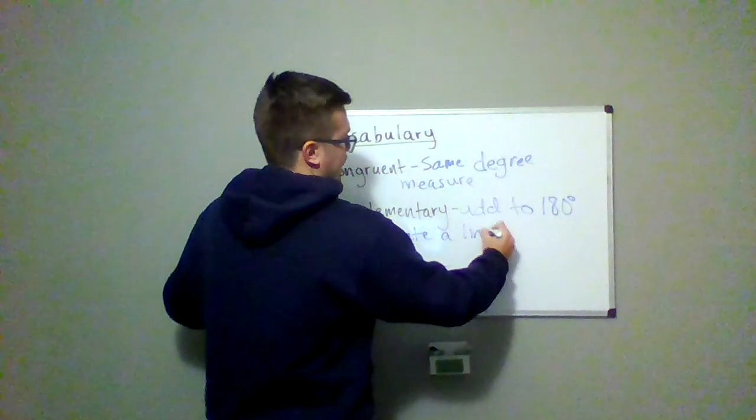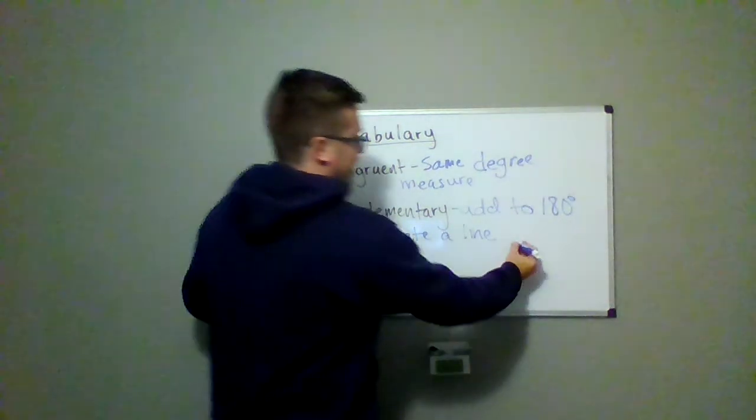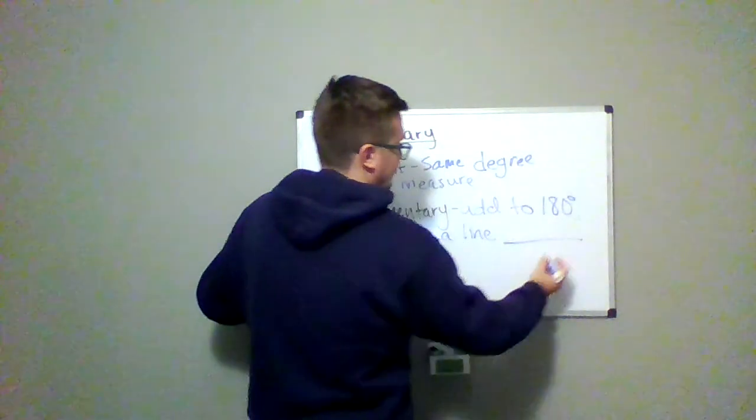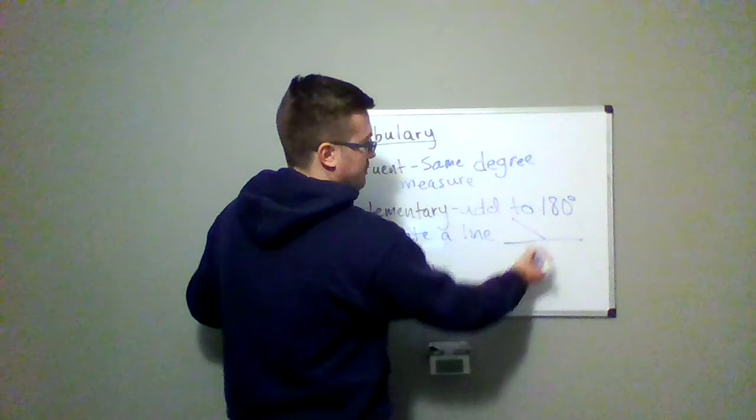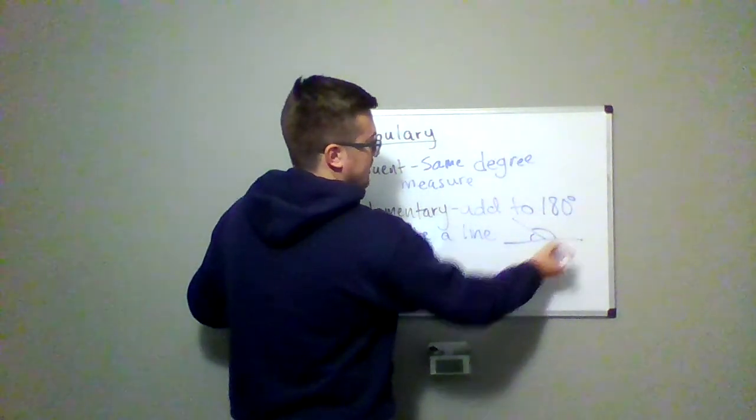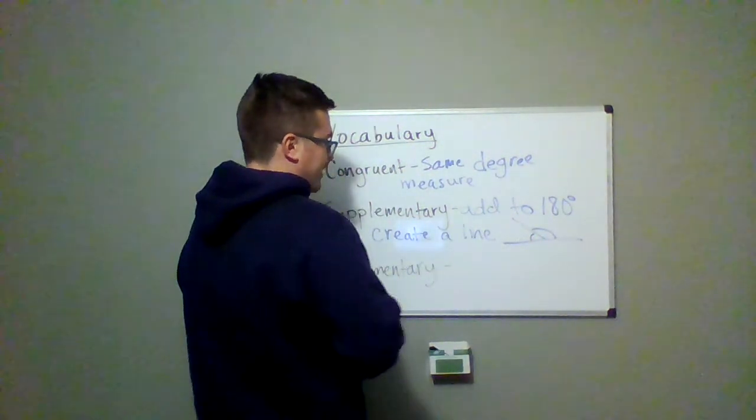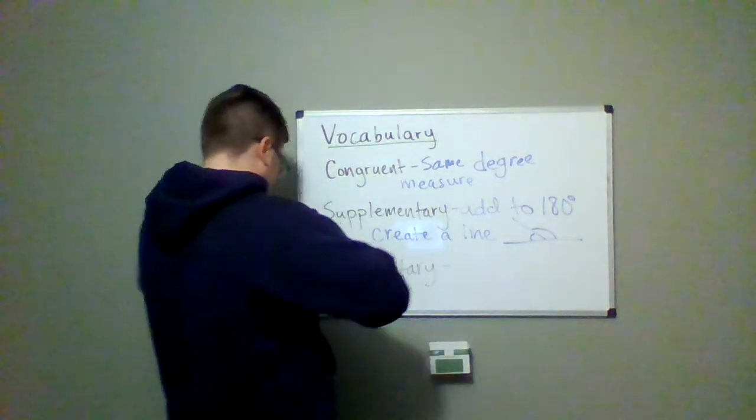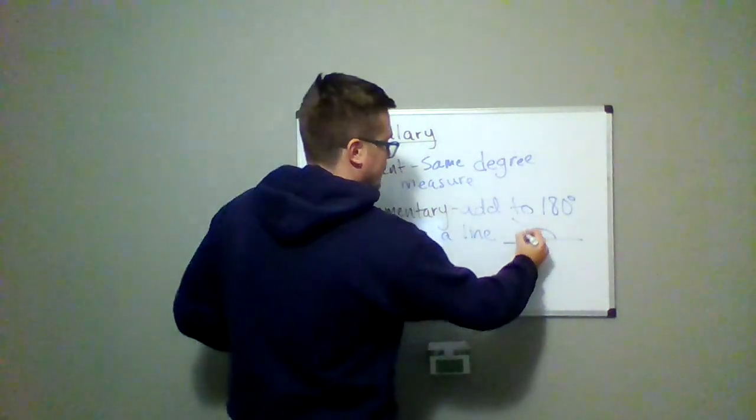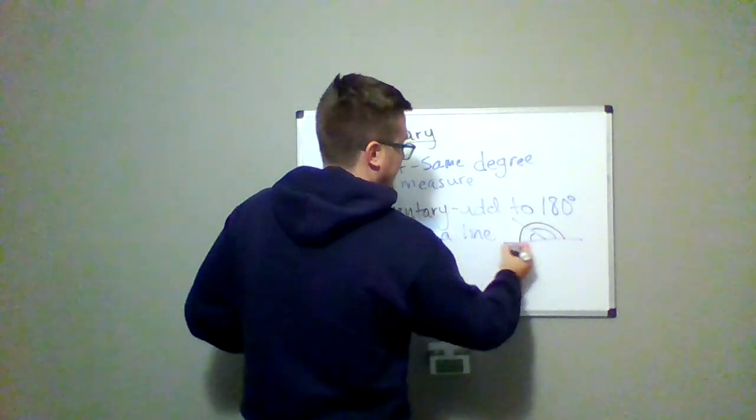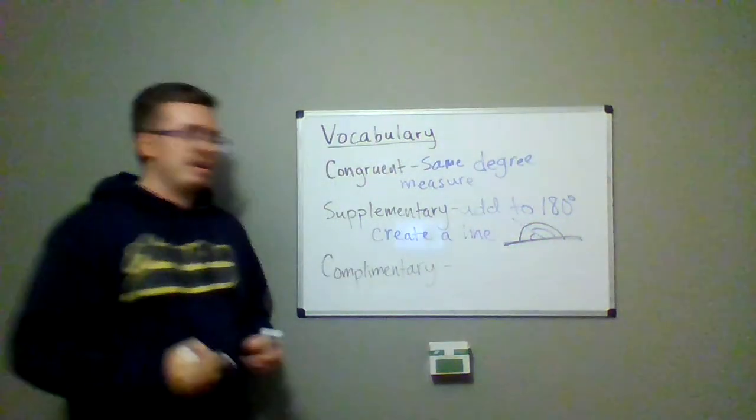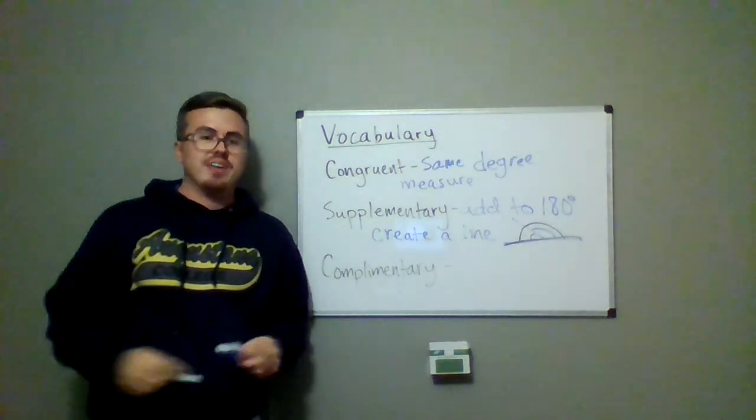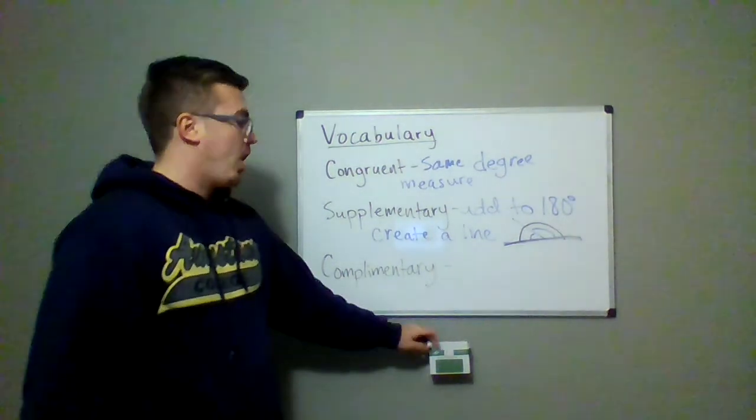So they create a line. If we look at a quick little drawing of what that looks like, these would be supplementary angles. Because together, if we look at those angles together, this angle and this angle makes up this entire line. So supplementary angles are angles that add up to 180 degrees.